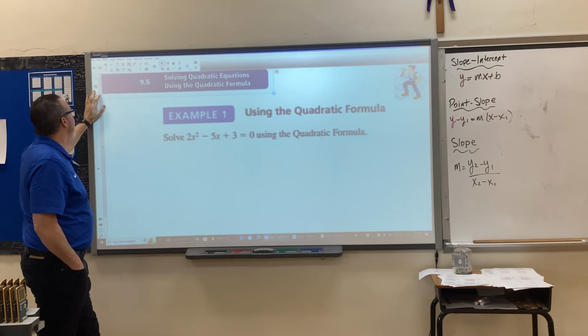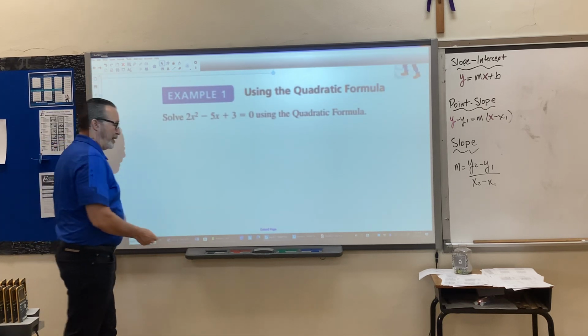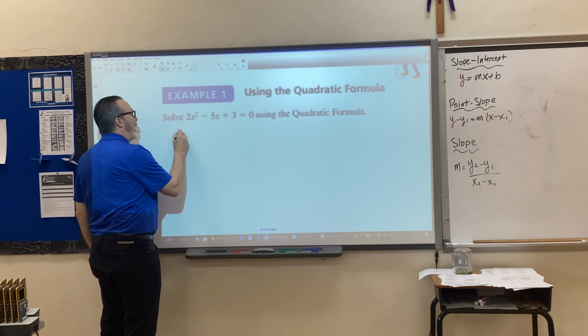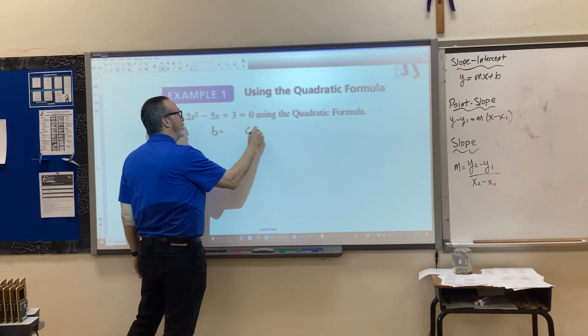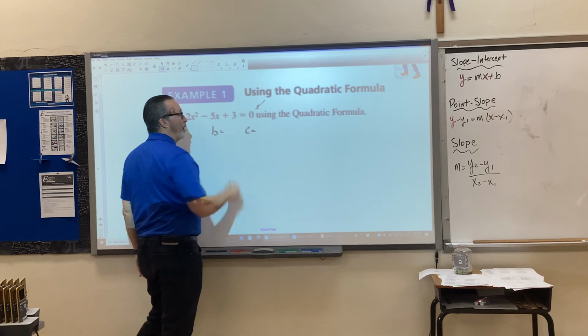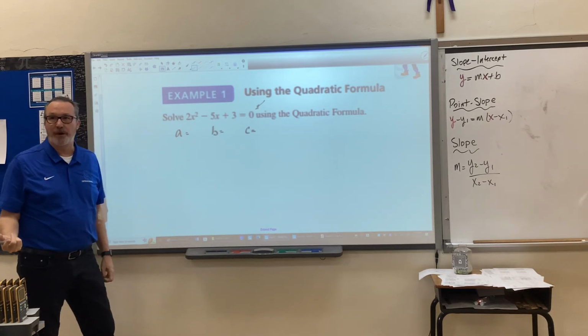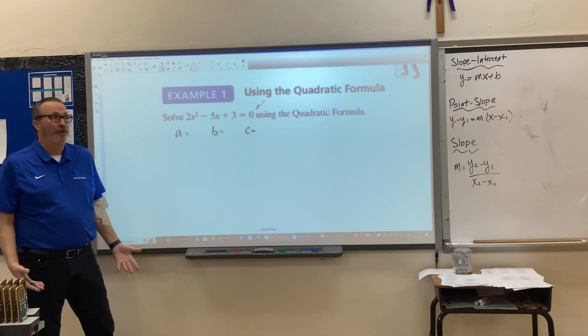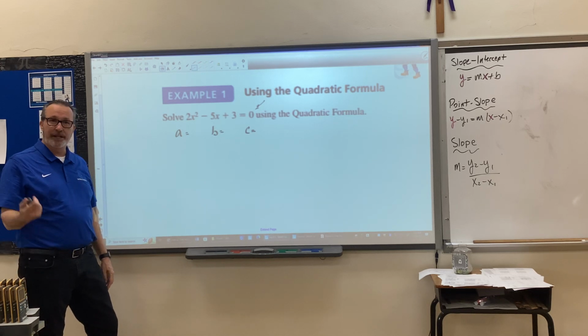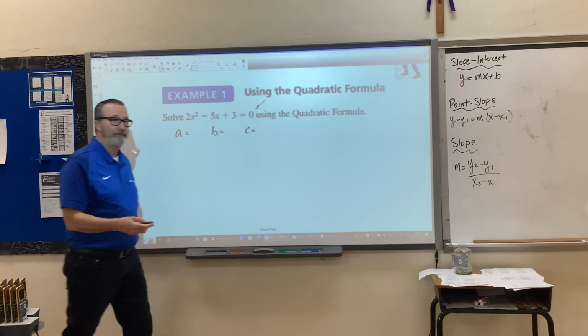So if we're solving this equation by using the quadratic formula, we need to know what a is, and what b is, and what c is. And it has to equal 0 in order for you to use the quadratic formula. So why don't you guys see if you can do it? You already know the quadratic formula. Anybody know it? Can they tell you what it is?